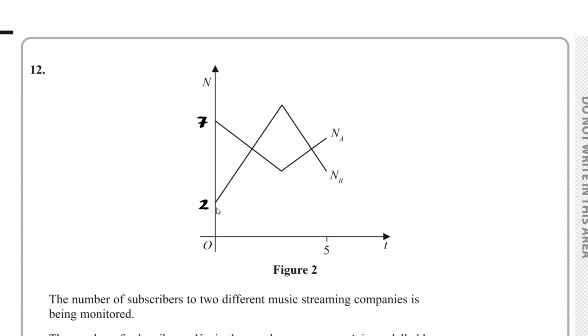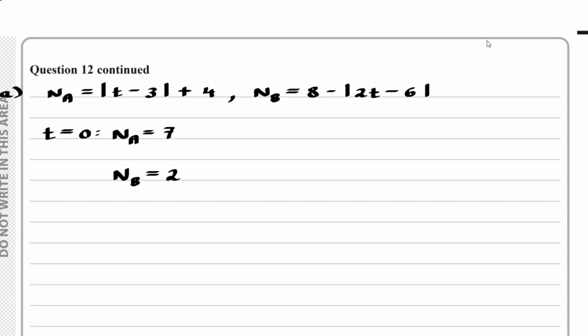And you can see those initial values plotted in figure 2. So when we talk about the difference, remember, N is in thousands. So 7 take away 2 is 5, but because we're in thousands, the difference will be 5,000.